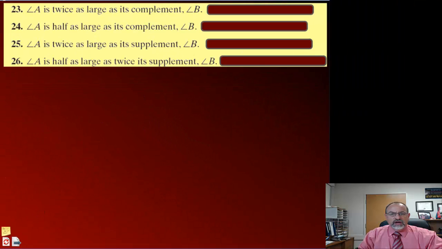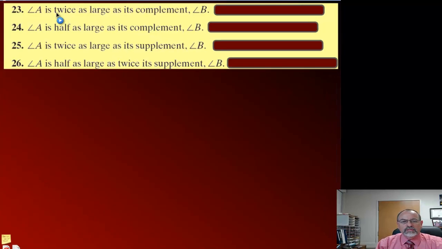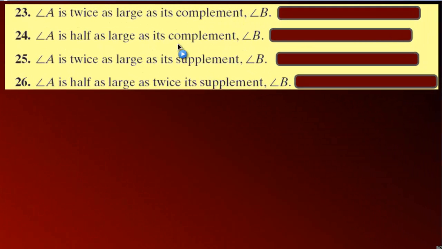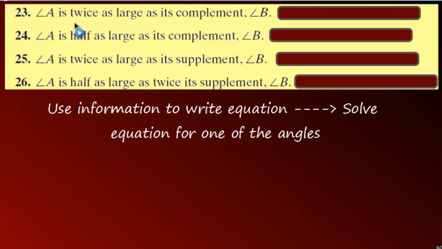I want to take a look at these, and the key to doing these is that they're kind of like word problems. Angle A is twice as large as its complement, angle B. We have to use the information we're given to write an equation, because we can't determine the value of anything without an equation. Since we don't know A and we don't know B, from algebra we should remember that if we have two unknowns, we need two equations.